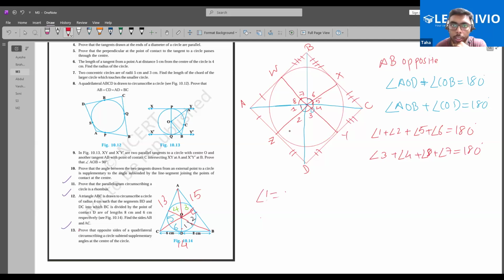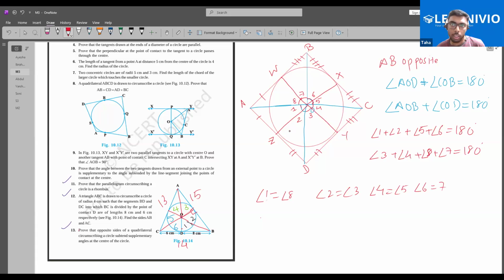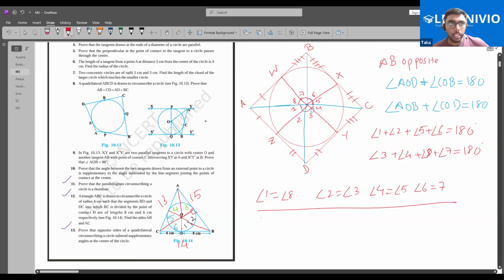So angle 1 is equal to angle 8, angle 2 equals angle 3, angle 4 equals 5, angle 6 equals 7. And then we can add and rearrange them and show something about them. They all add up to 360 degrees, and we can do something about it. Let's take this up in the next class.